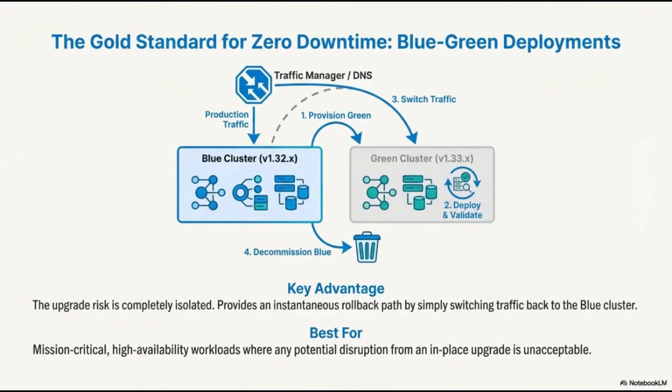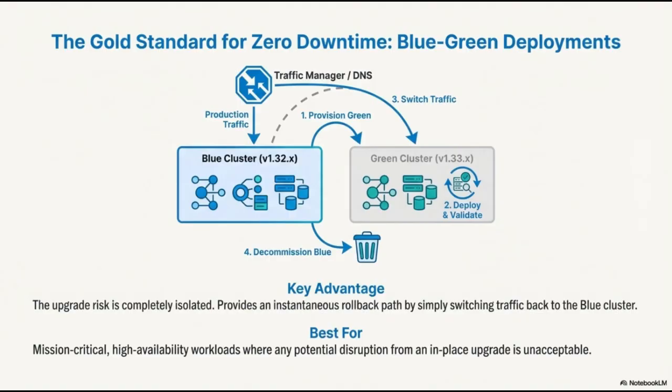Now let's dive into what is widely considered the gold standard for achieving zero downtime, blue-green deployments. The process follows a simple 4-step workflow. We start with our active blue cluster running the current version of our application. To upgrade, step 1 is to provision an identical green cluster. In step 2, we deploy the new version and validate it thoroughly in this isolated environment while production traffic continues to flow to blue.